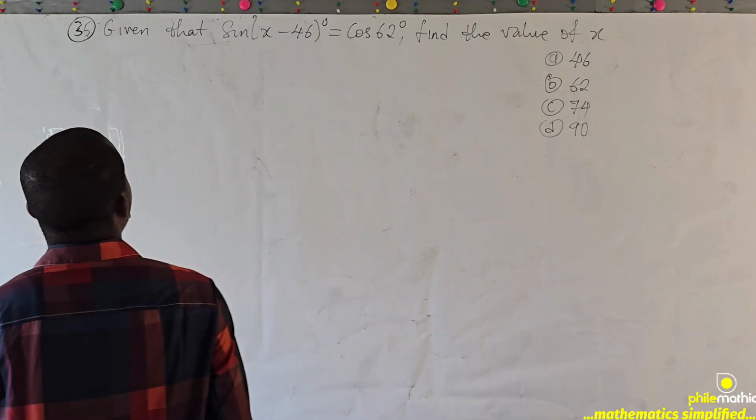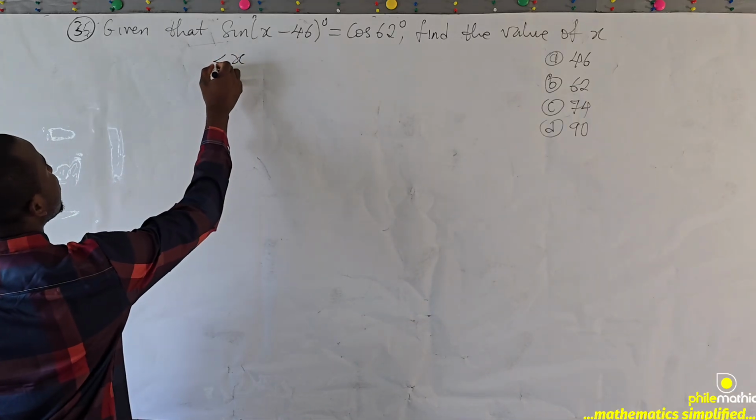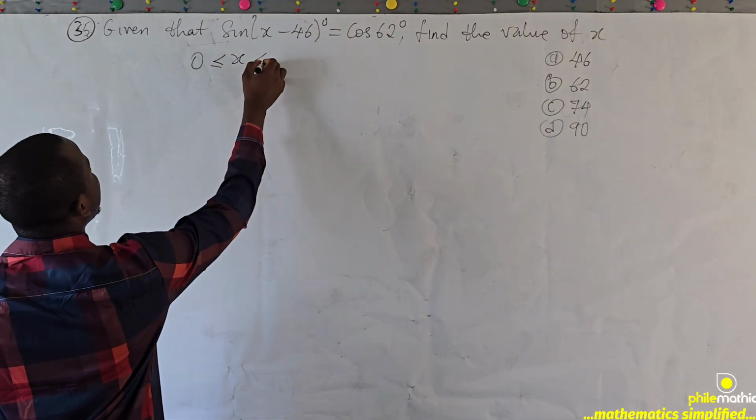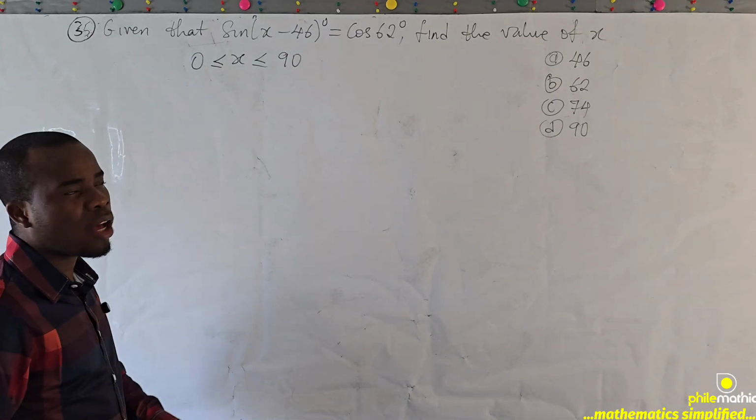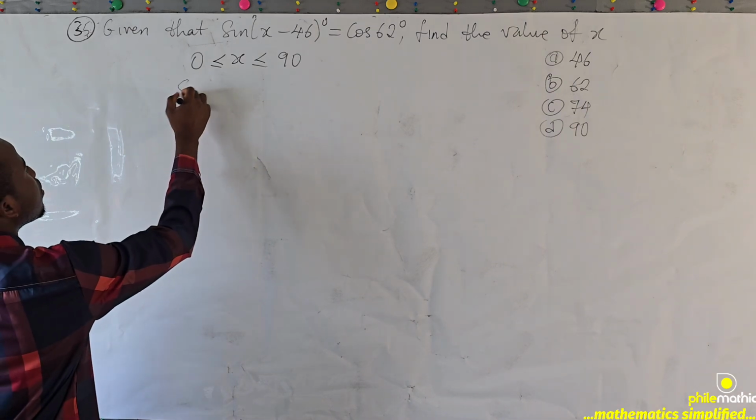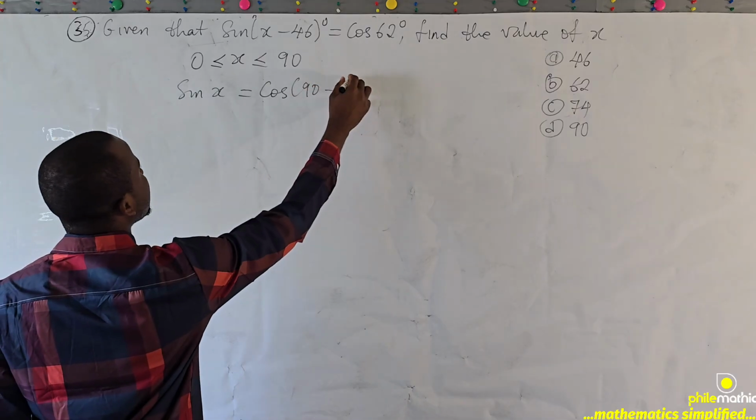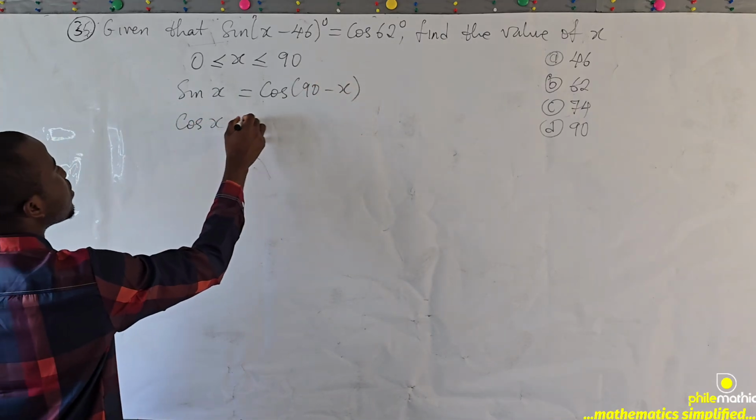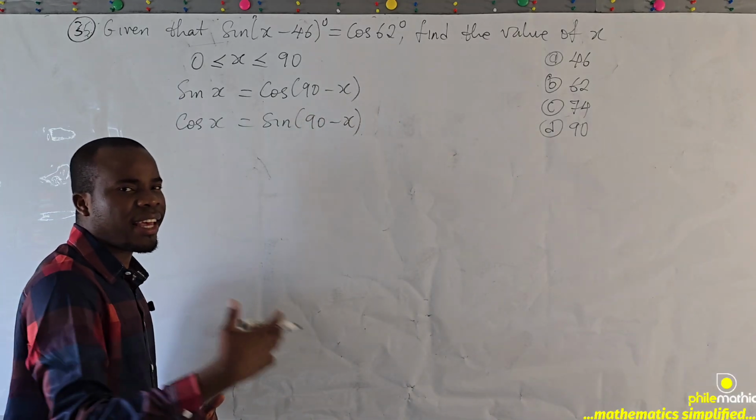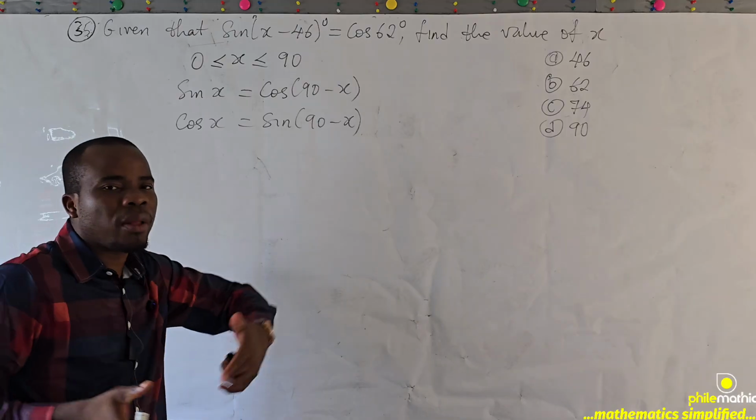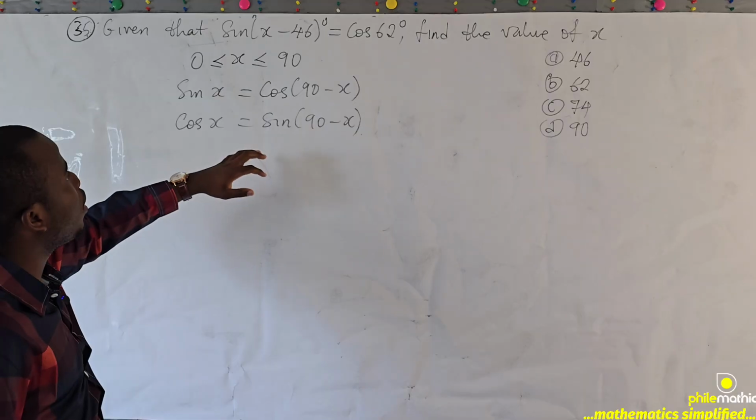For us to do this, we know a relationship that for x bigger than 0 and less than 90 degrees, there's a complementary relationship between sine and cosine, such that sine x equals cos(90 minus x) and cos x equals sine(90 minus x). That's why you know that sine 30 equals cos 60, because they are complementary between 0 to 90. So this is what we use to solve this problem.